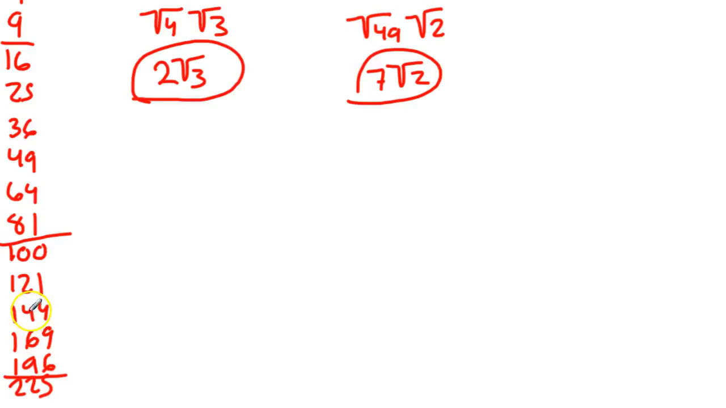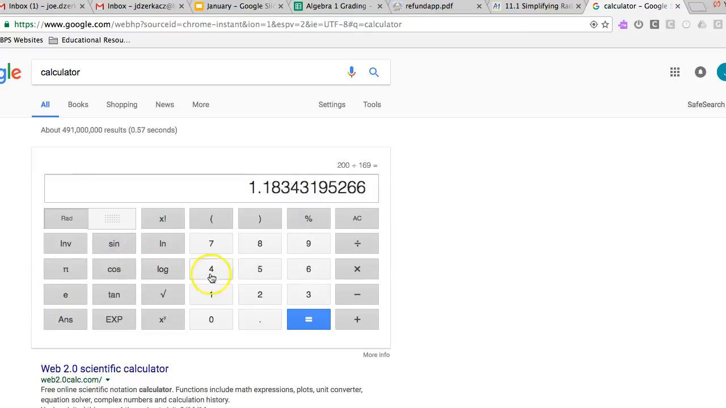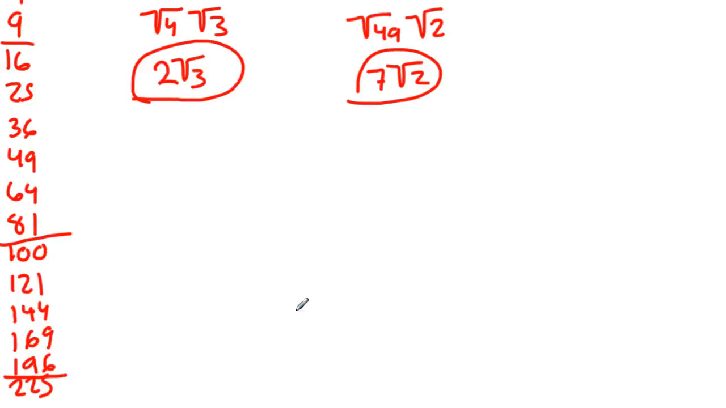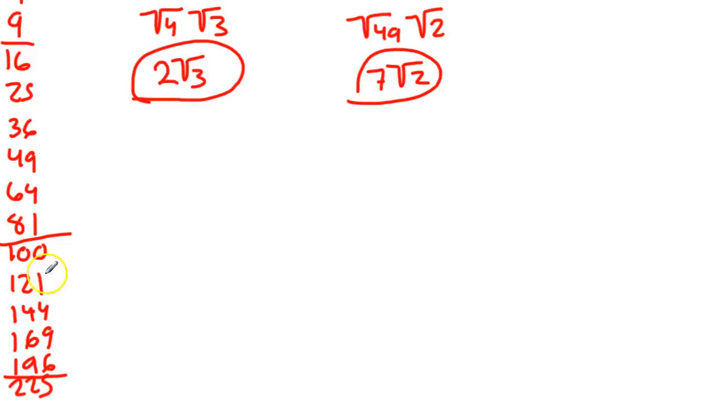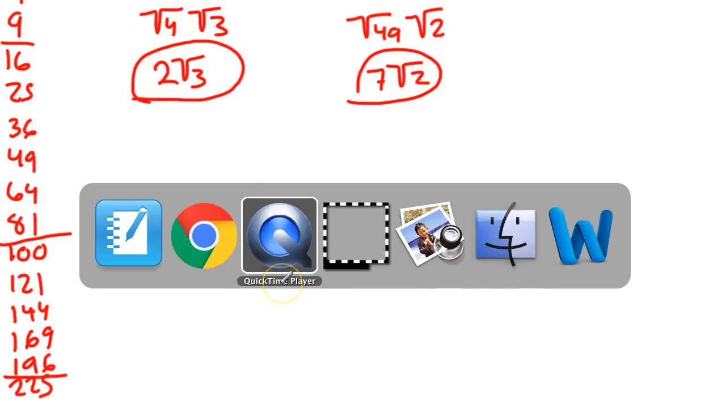What's next? 200 divided by 144. What? I mean, that can't be divided by that. Let me just double check. 200 divided by 144. Nope. 121. 200 divided by 121. Nope. All right. 100. Well, I think that one's going to work.